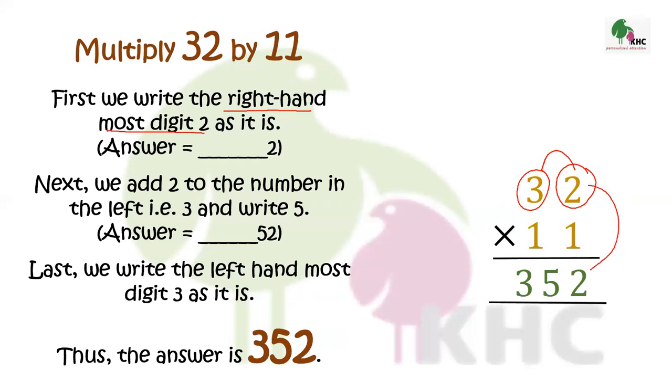First digit, you write it as it is. In between, you have to sum up the digits. So 3 plus 2 is 5. And then the last digit was written as it is. The multiplication is complete.